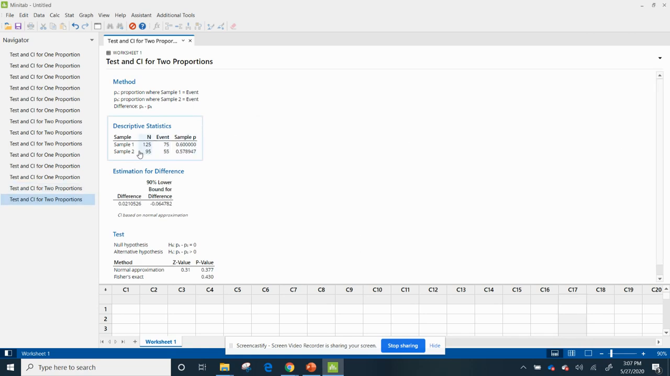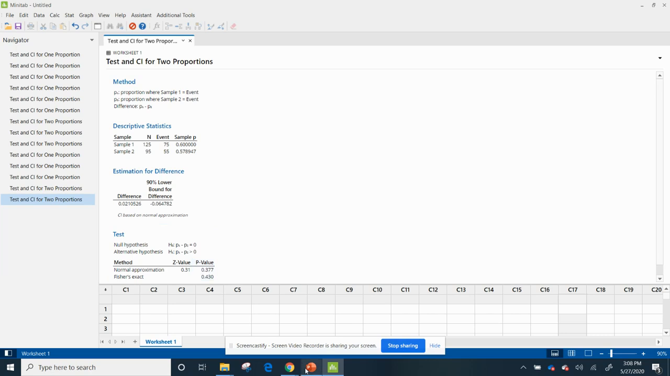And let's see what I'm given. I'm given sample 1. I'm shown that I've got the N, the event, and I'm given a sample P of 0.60. Sample 2 is 95 for the N. The event is 55, and I'm given 0.57. Okay. So again, if I go down here and look at my alternative hypothesis, I believed that the proportion of Gen X people getting skin checked is higher than millennial. But it's really not that much higher if you look here. So that's what we're looking at. We're trying to find if there's a difference. Z value is 0.31. P value is 0.377.